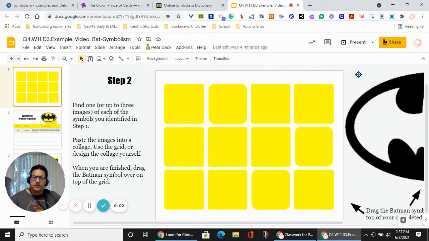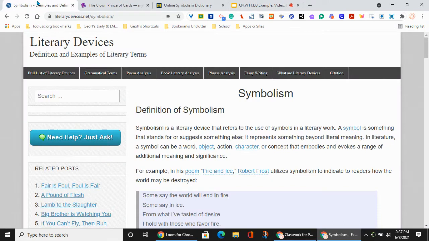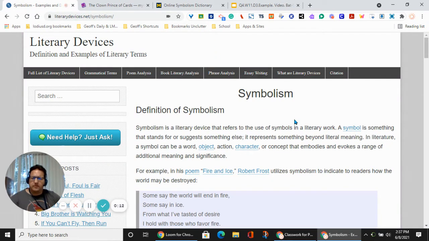Hello and welcome to your final assignment here, which is the Bat-Symbolism assignment. All right, so the first thing we have to know is, what is a symbol?